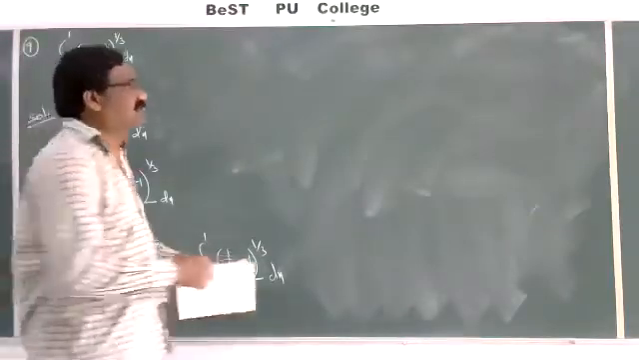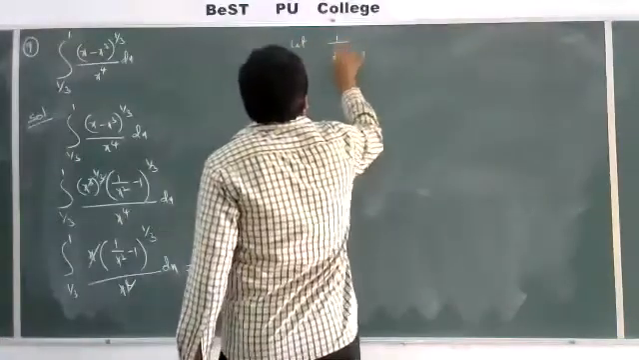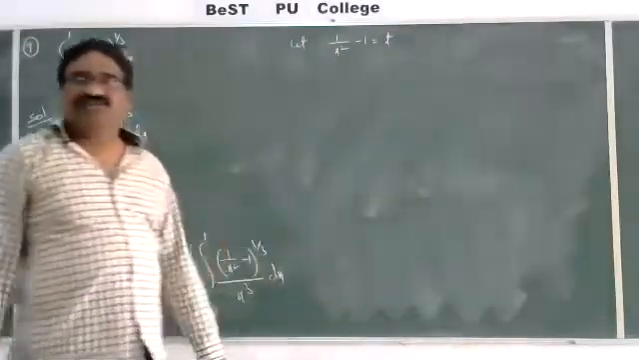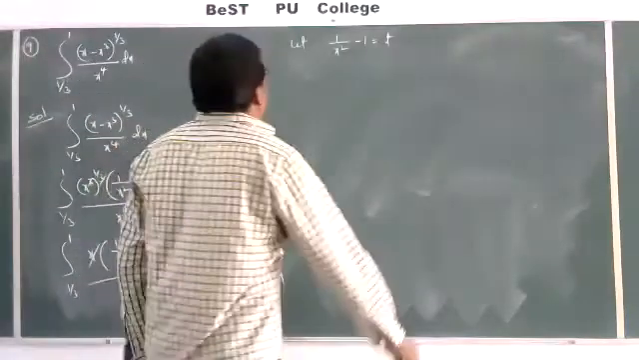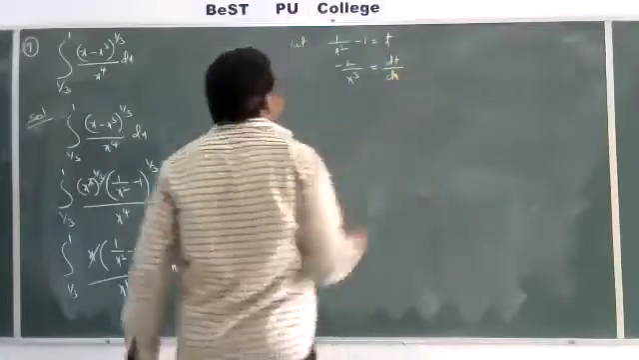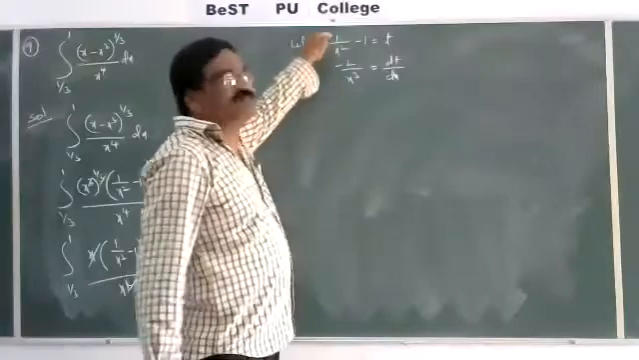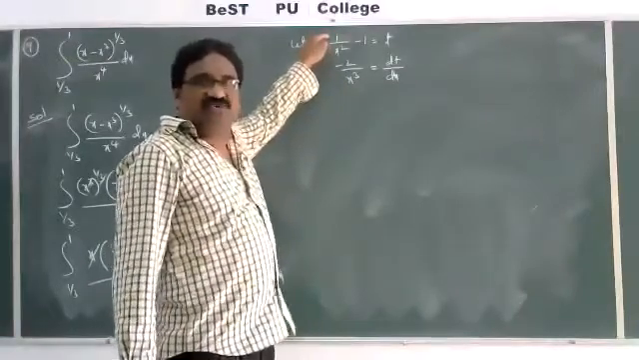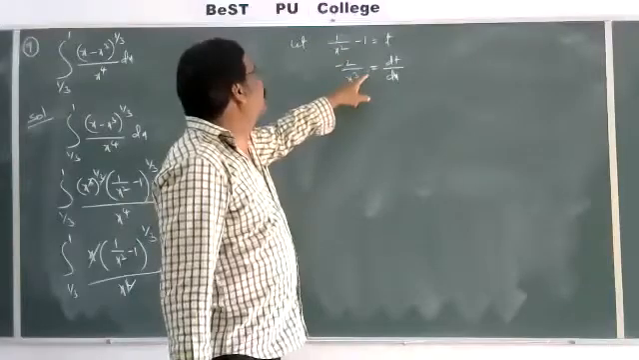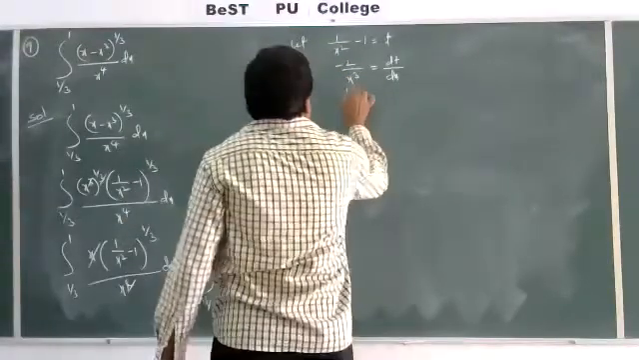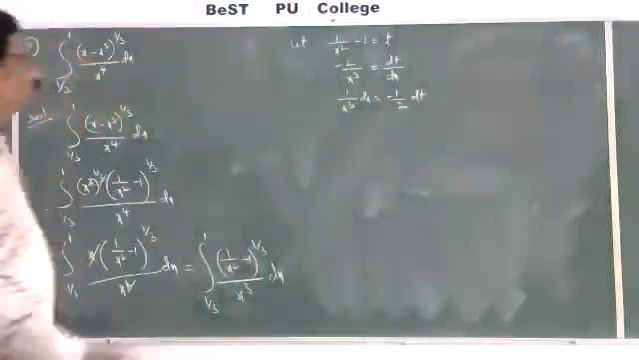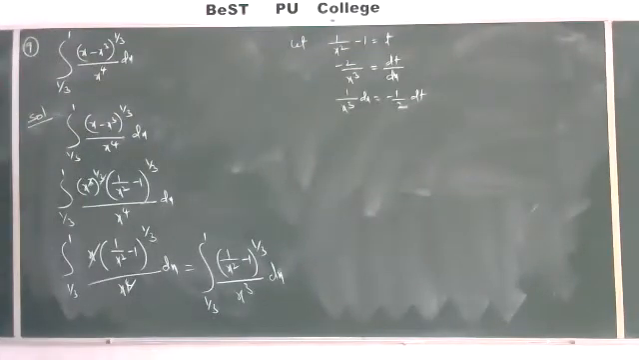Let 1/x² − 1 = t. Differentiating with respect to x: the derivative of 1/x², which is x^(−2), is −2·x^(−2−1), that is −2/x³. The derivative of −1 is 0. This equals dt/dx. That is, (1/x³) dx = −1/2 dt.